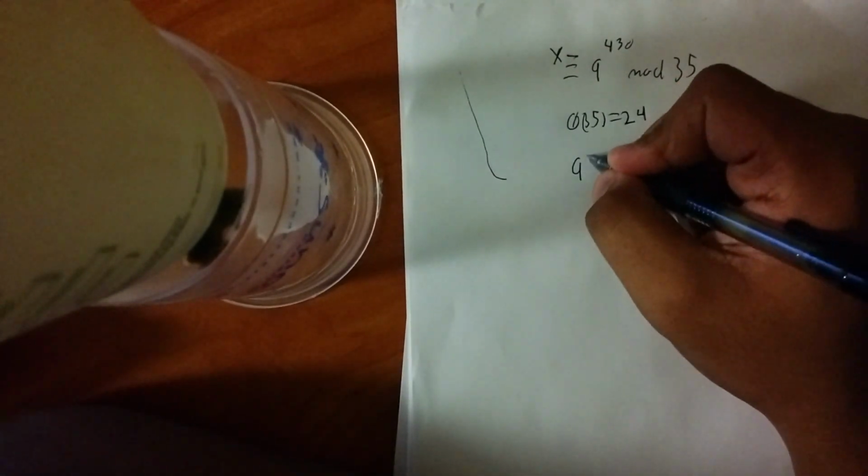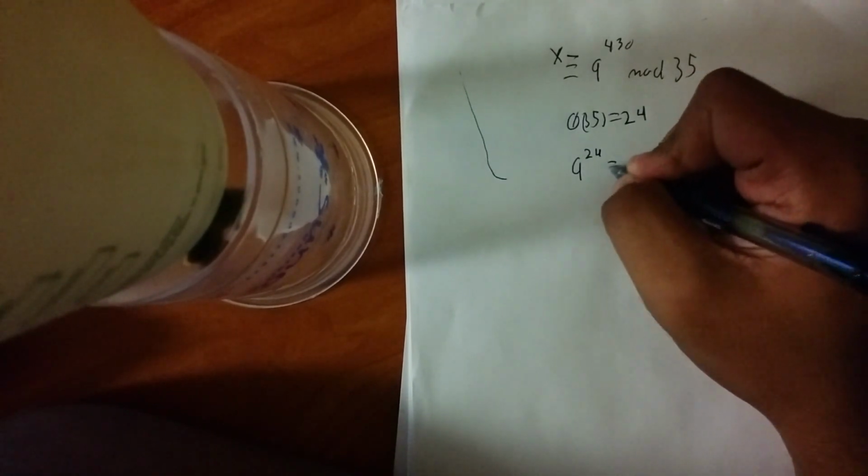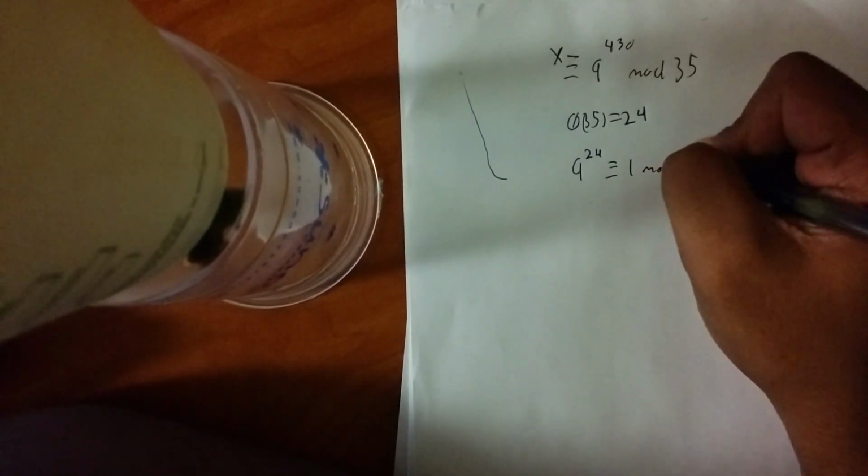So today we're going to start on homework 4. This says to solve the modular equation x is congruent to 9 to the 430th power mod 35. So what we need to apply is Euler's rule here. We know that phi of 35 equals 24. So from that I can say that 9 to the 24th power is congruent to 1 mod 35.